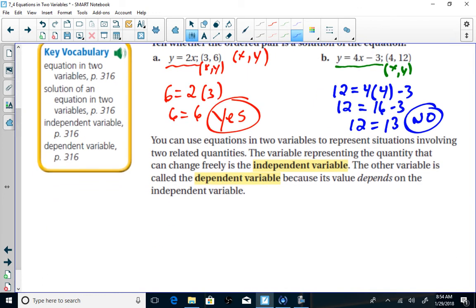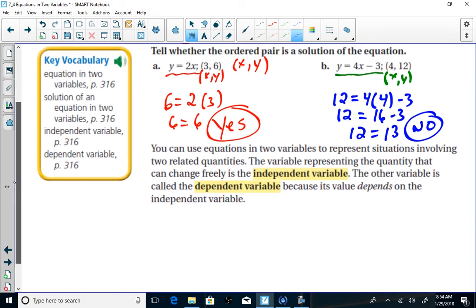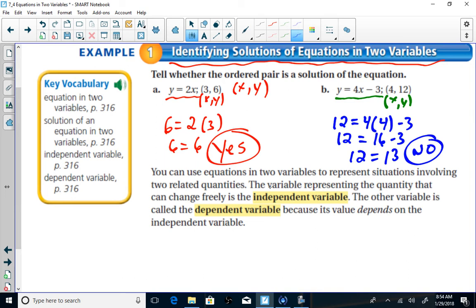When we have an equation in two variables, each of those variables represents either an independent or a dependent variable. Well, what does that mean? Well, let's read. You can use equations in two variables to represent situations involving two related quantities. The variable representing the quantity that can change freely is the independent variable. The other variable is called the dependent variable because its value depends on the independent variable.